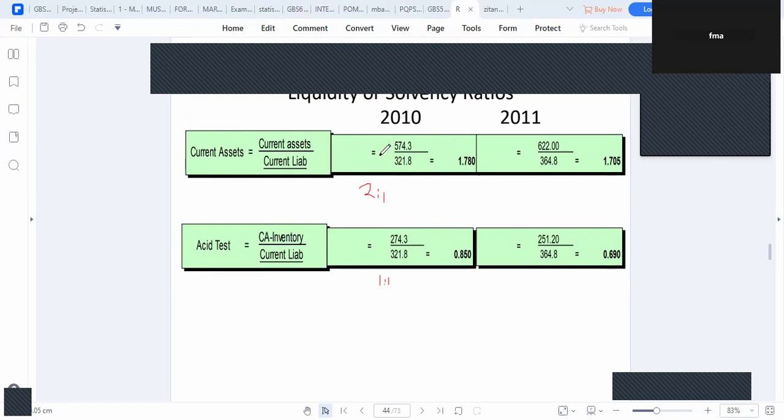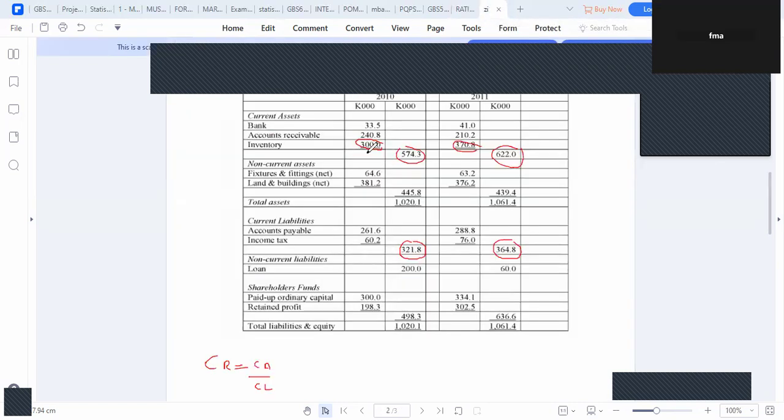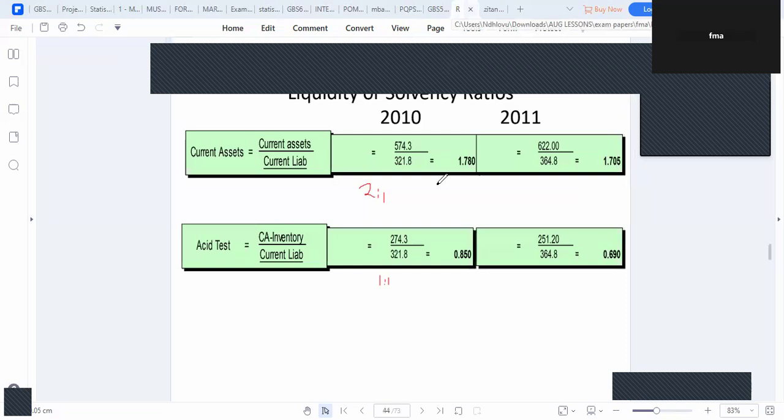So our current assets were 574 minus the inventory. When you check our statement here, our inventory was 300. So 500 minus 300, we get that. 622 minus 370, we get that. So this is why and where these computations are coming from. Okay, is that clear? Yes.